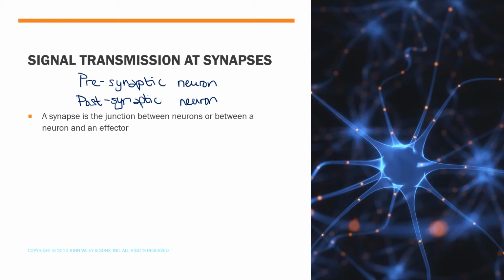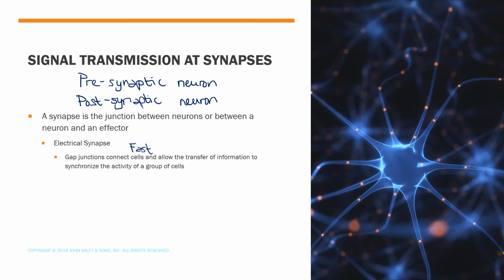There are a couple of different types of synapses that we want to talk about. First is an electrical synapse. Now, at electrical synapses, action potentials conduct directly between the plasma membranes of adjacent neurons through structures we already learned about called gap junctions. Now, electrical synapses have two main advantages. They provide for faster communication, and they allow for synchronization.